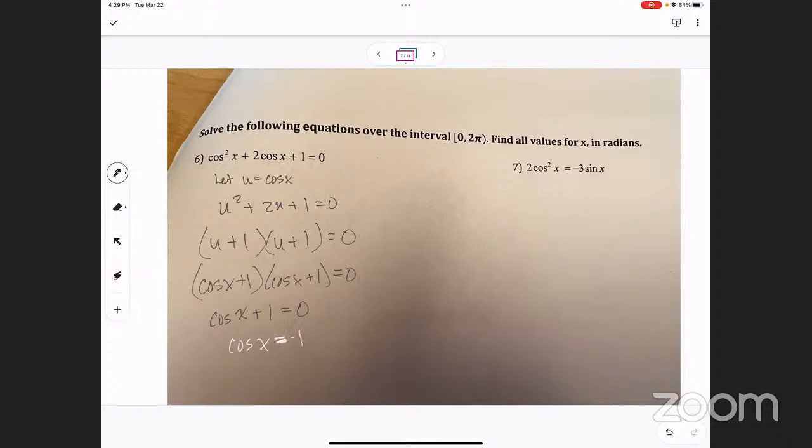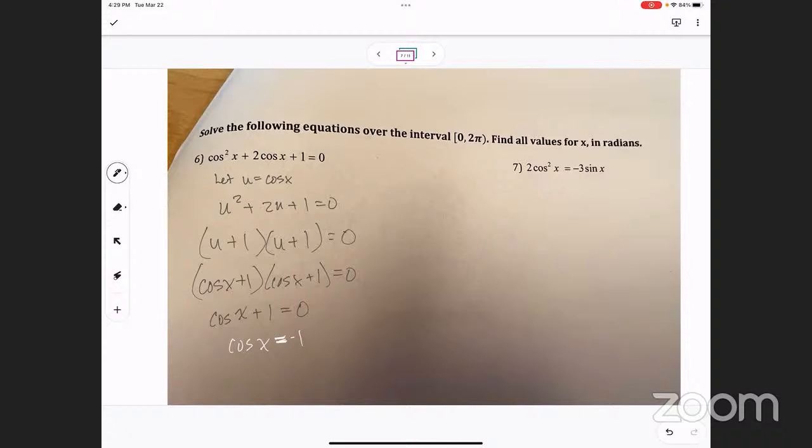Look at your unit circle. Remember, cosine is your x or your y. So where is that? Think of your unit circle. Look at my hands. In your perspective, where is the x-axis -1?